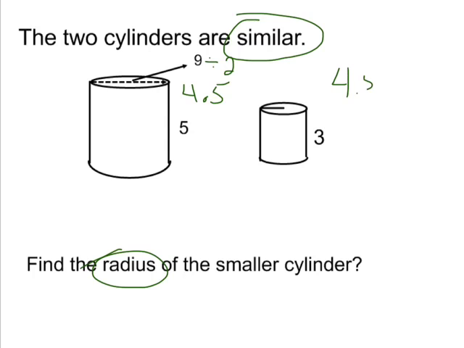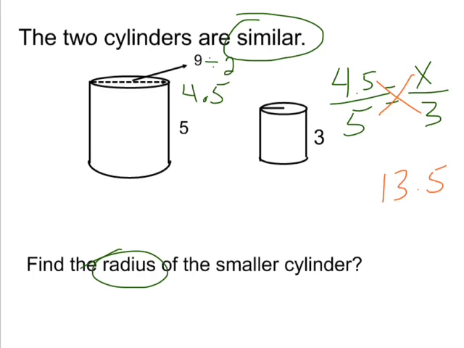We have a 4.5 radius to a cylinder height of 5, and we're going to set an equal proportion. Again, we do not know the radius, but we do know the height of 3. And we have set up a proportion, so we're going to solve, and again, the way you solve is to cross multiply and divide. 4.5 times 3 is going to be 13.5. And then we need to divide that by the 5.